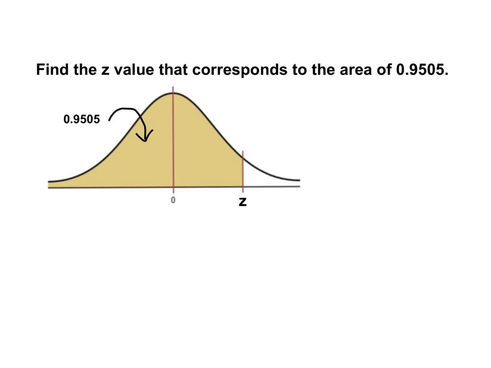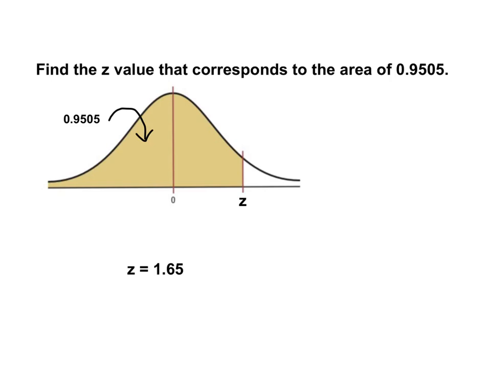For example, 0.9505. Since this is area to the left of Z, the table E value will just be there. And the Z value that corresponds to this is my answer. Oh, I got it. It's 1.65. Is she right? She is right. So in the table, you just find that 0.9505, and that corresponds to that Z value.